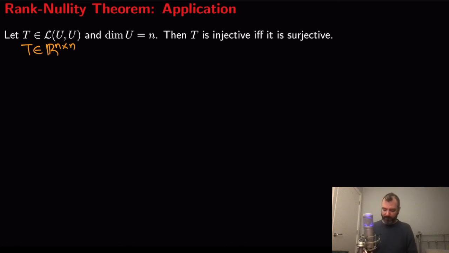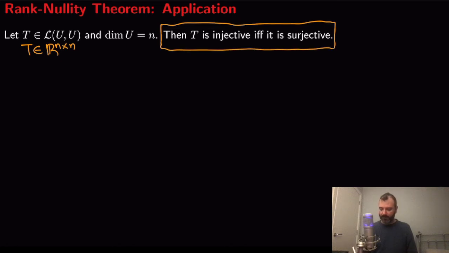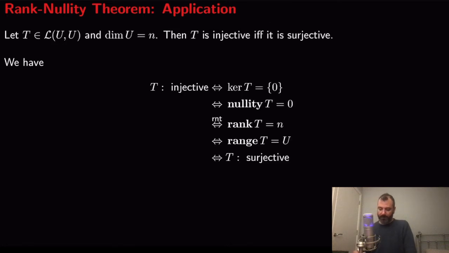So let's have a look at this statement. T is injective if and only if it is surjective. Injectivity and surjectivity are the same thing when it comes to square matrices. That's an interesting observation. Let's see why. So first of all, before we rush into the proof, let's recall what injective means. Injective means something about the kernel. So this has something to do with the kernel of T. And on the other hand, we have surjective. Surjective means something that has to do with the range of T.